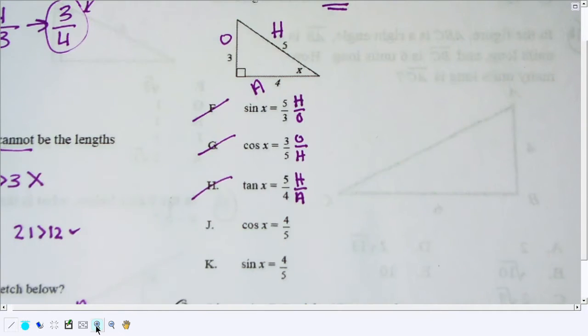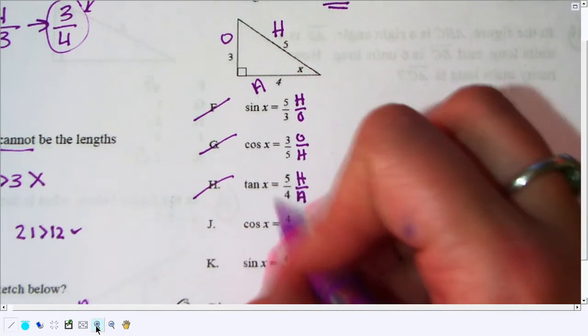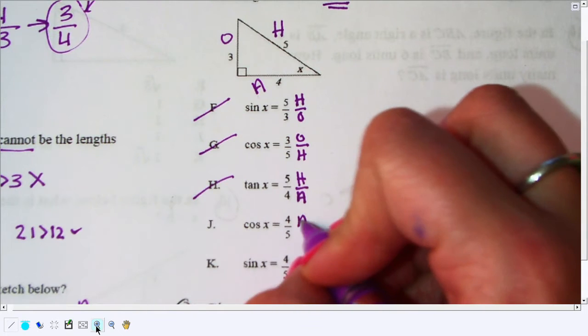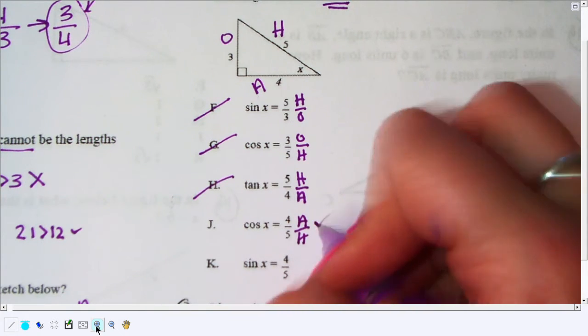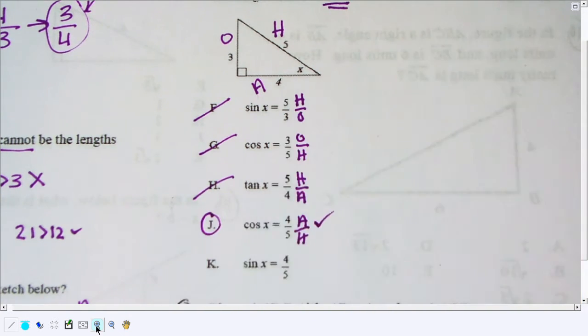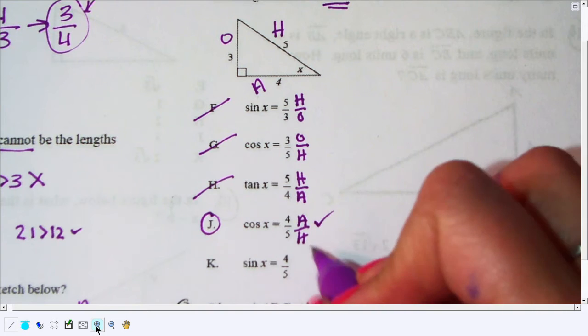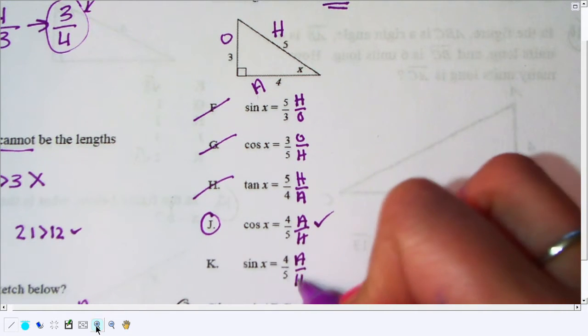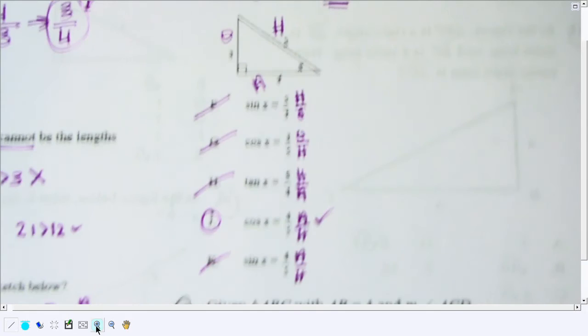Number 6, cosine is 4 over 5. 4 is A, 5 is H, and cosine is, in fact, A over H. So our answer is J. Just for consistency, number 5, or option K, 4 over 5, that's A over H, which is cosine. So K is definitely not true.